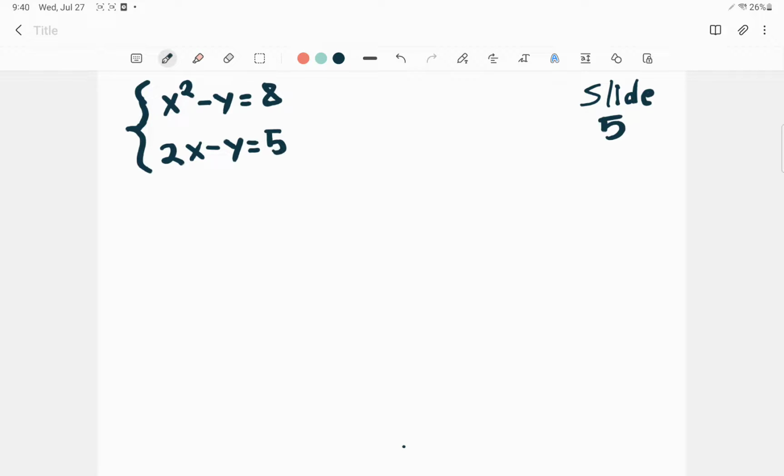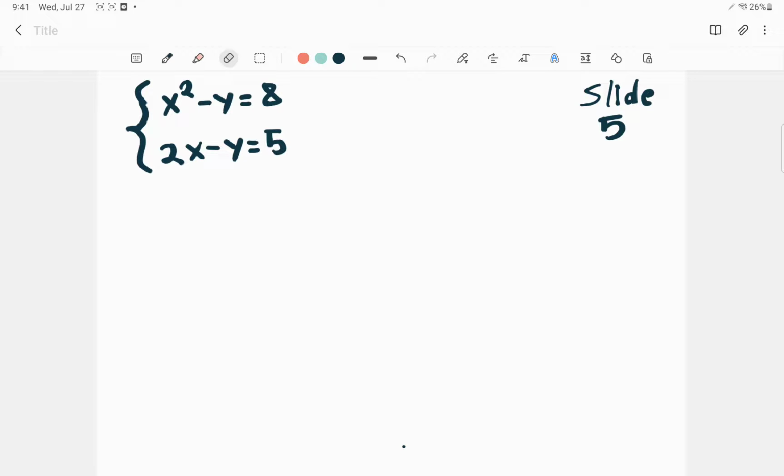So if you look at A, it says use substitution to write a new equation that can be used to solve the system. Okay. So in other words, they're asking us to change one of the two equations, this one or this one. They're telling us we have to change one of those two to make a whole new equation. Okay, what does that mean?